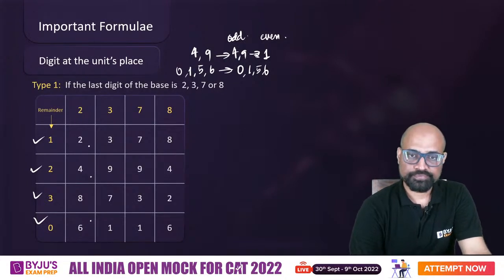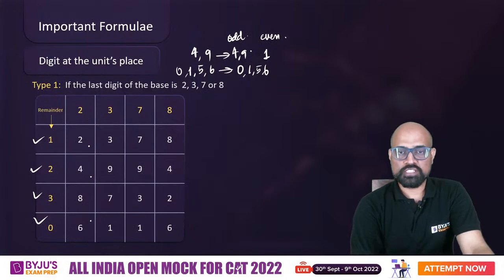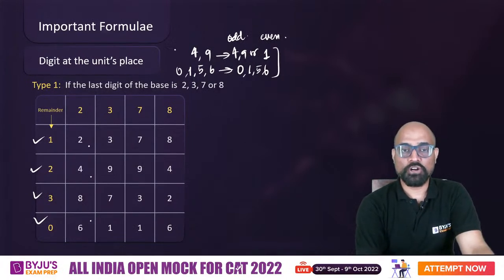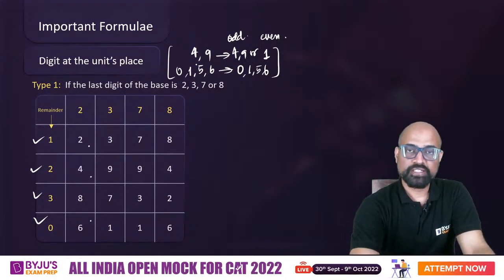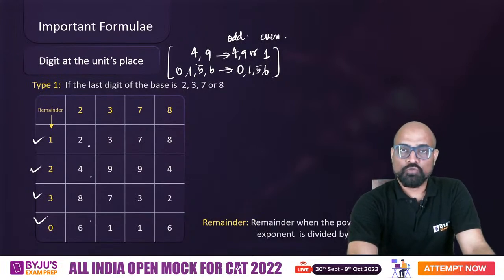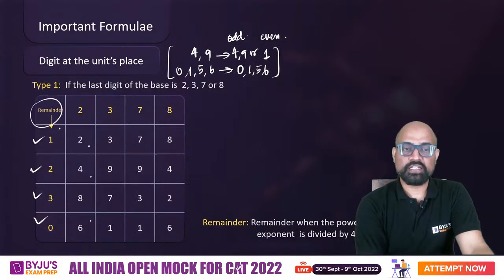Okay. So this is a quick revision. I believe you guys must be already aware of all of these rules, right? What is the remainder over here? Remainder is when you divide the power by 4, specifically 4.